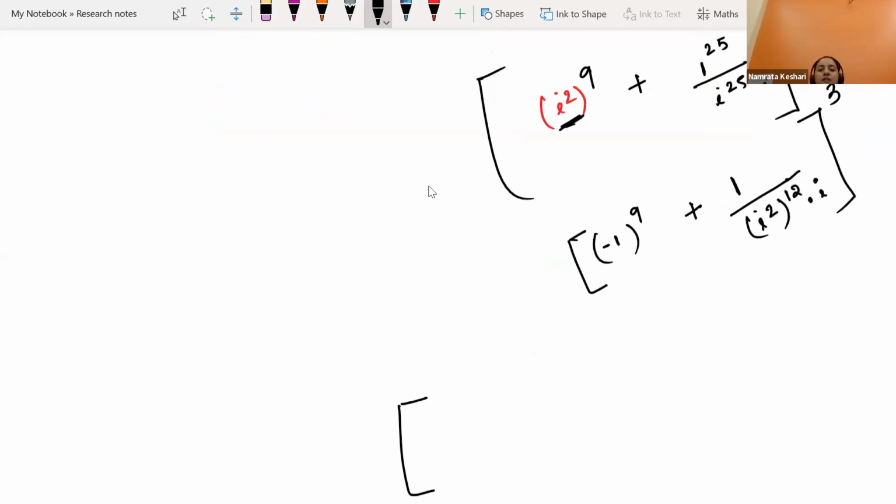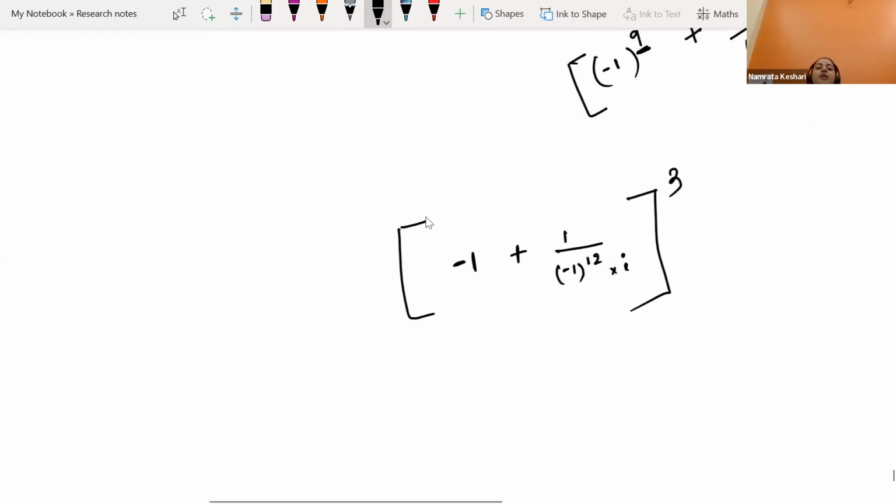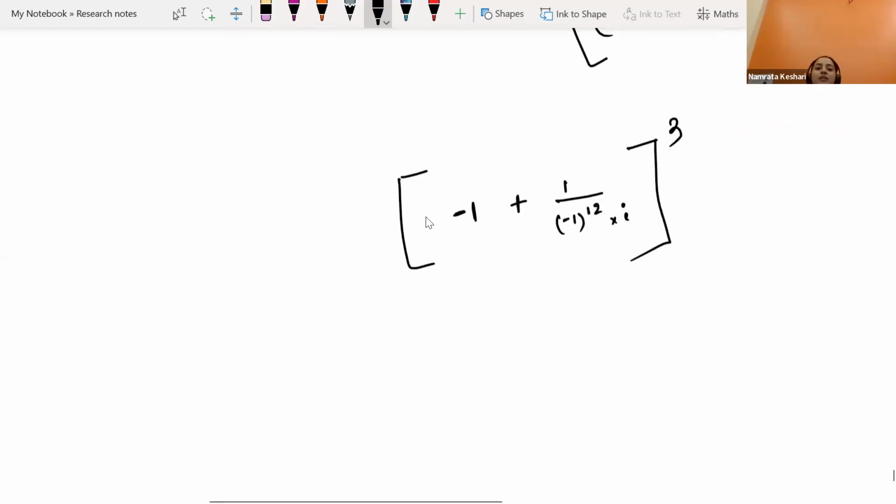Minus 1 to the power 9 is what? Plus 1 or minus 1? If the power is 9, then will it be plus 1 or minus 1? The final answer. Look carefully, minus 1, power is odd. Yes, odd power, so the result will be minus. Plus 1 by (i square) to the power 12 is there. i square is minus 1. Minus 1 to the power 12 into i is there. Power 3 is there. Step by step we are solving it and trying to figure out what the final answer will be. So here we are having minus 1.